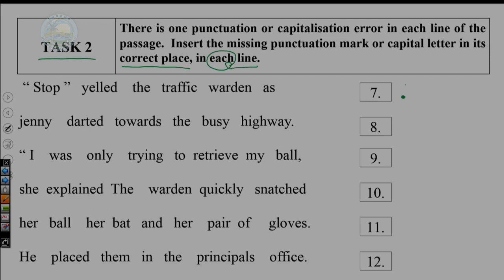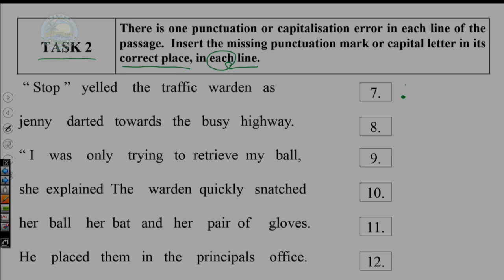First of all, you must read the passage in its entirety before attempting to put in any punctuation or capital letter. I'm going to say that again. Read the entire passage first, and after you have completed reading the passage, then you are going to put in the missing punctuation mark or capital letter. So let's read together. We are going to read together just for the purpose of this exercise here today.